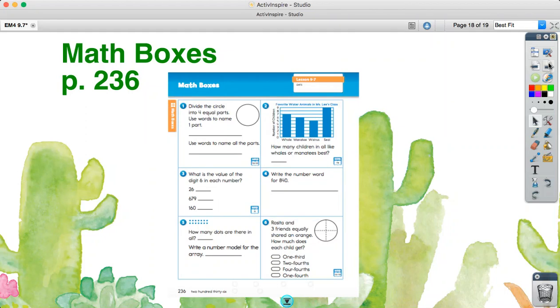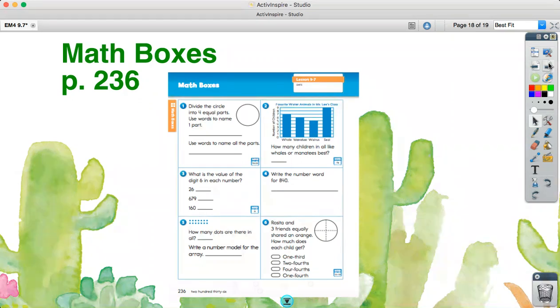Today's math boxes are on page 236. Number 1, divide the circle into 4 equal parts. Use words to name one part. Then use words to name all the parts. Number 2, how many children in all like whales or manatees best? Number 3, what is the value of the digit 6 in each number?